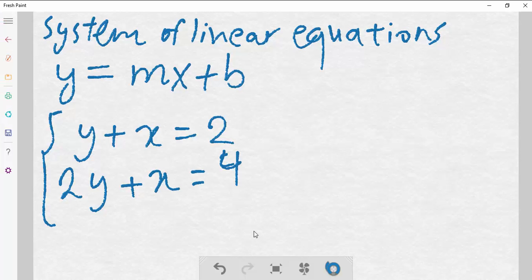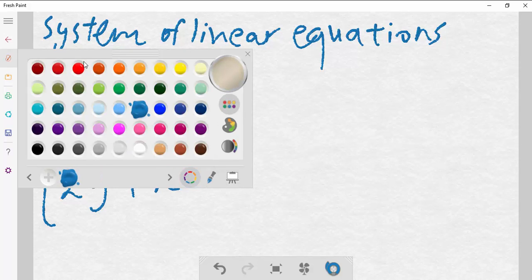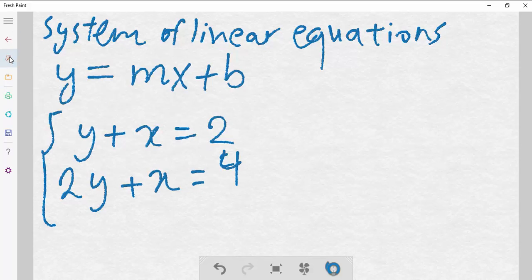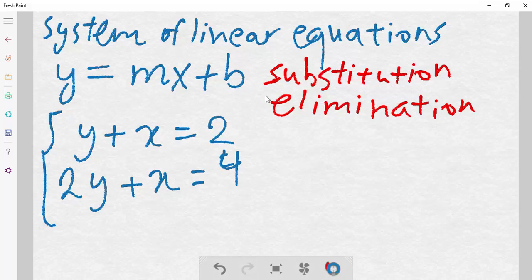Let's go back to this. How can we solve this algebraically? There are two ways to solve that. One way is called substitution, the other way is called elimination. I will just spell that for you. So we have substitution, or we can use elimination. Let's focus on these two words.